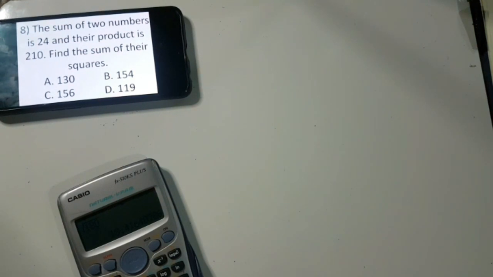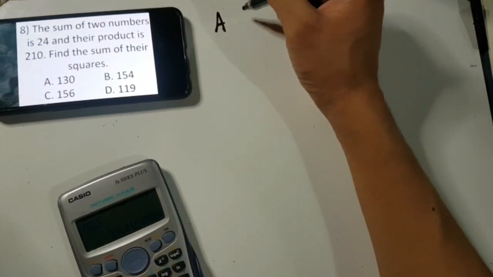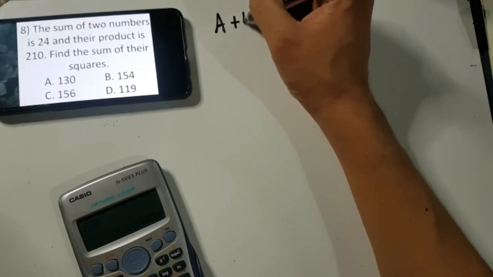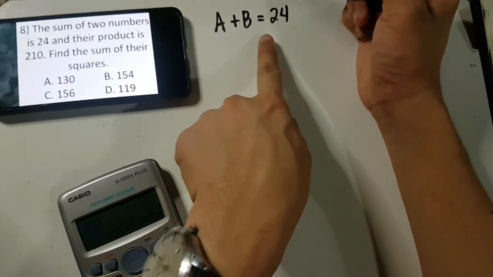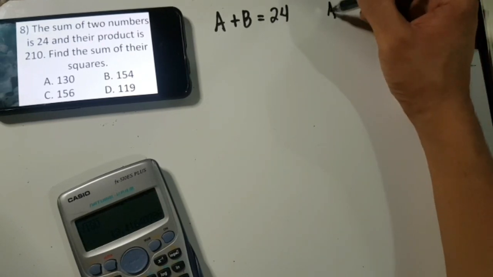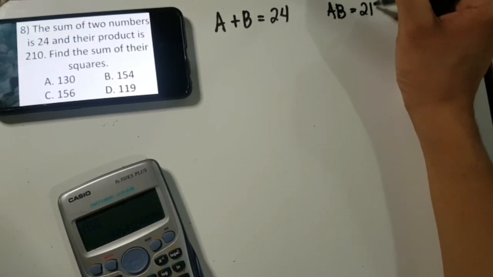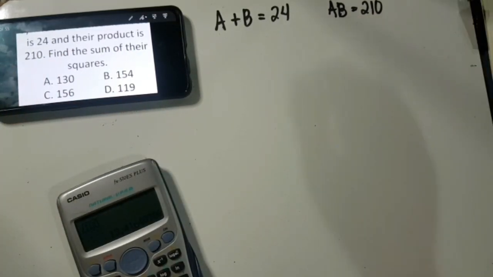Next question. The sum of two numbers is 24 and their product is 210. Find the sum of their squares. So, let's say A and B are the two numbers. So, A plus B is equal to 24, since ang sum niya is 24. So, A times B is equal to 210, kasi sabi, their product is 210. So hanapin natin yung sum of their squares.